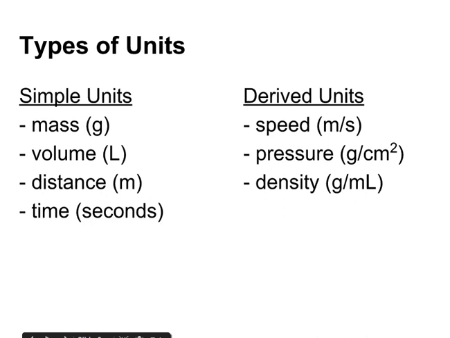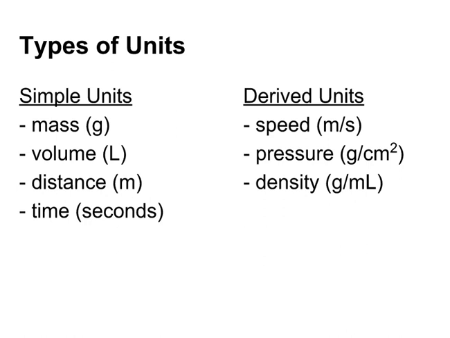Types of units, there are two. There are simple units, and then there are derived units. The simple unit is like grams for mass, or liters for volume, meters for distance, seconds for time. All of those units are only one type of unit. Mass and volume are properties that matter sometimes has. When you only have one type of unit, like grams or liters or meters, things are kind of easy, right?